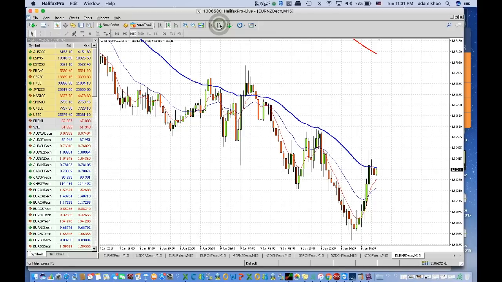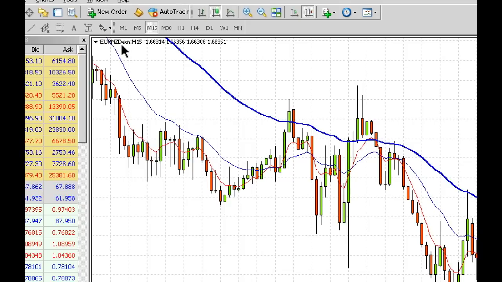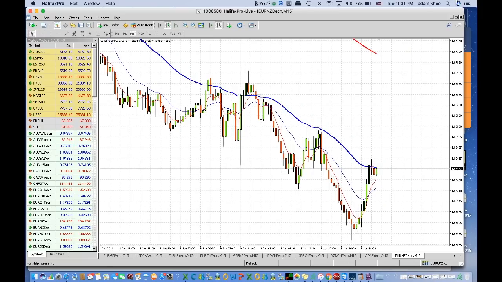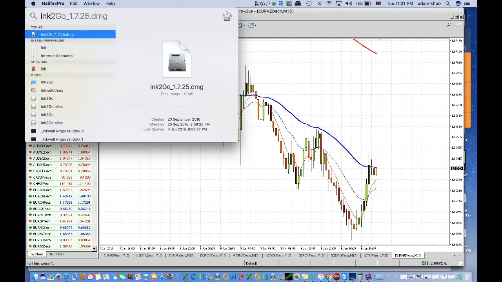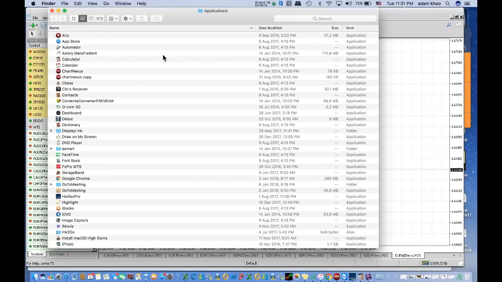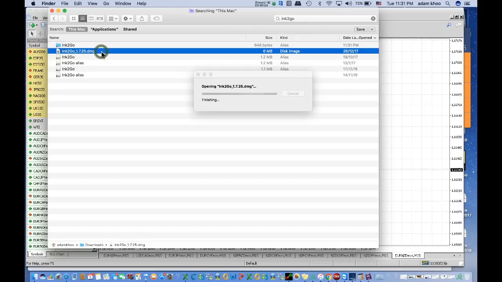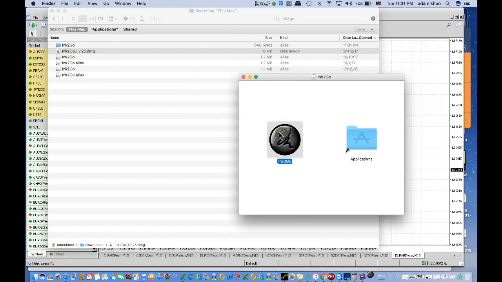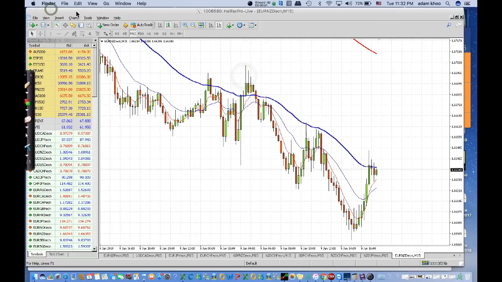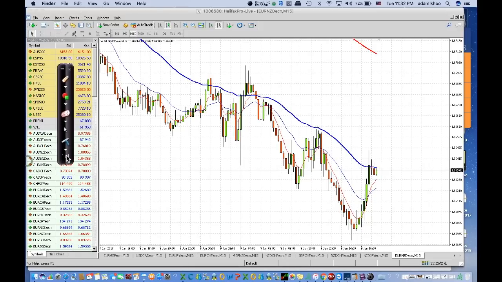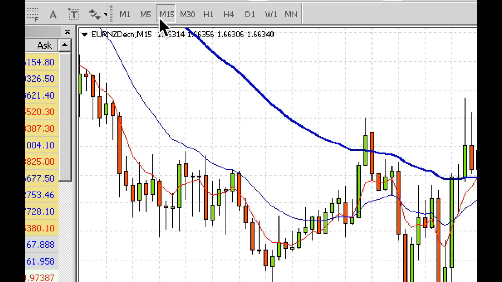Alright, so I'm spotting a potential bounce short setup on Euro New Zealand dollar. This is the 50-minute candles. Let me just pull out my drawing tool. Give me a sec. Okay, so I'm spotting a potential bounce short setup on Euro New Zealand dollar, 50-minute candles.